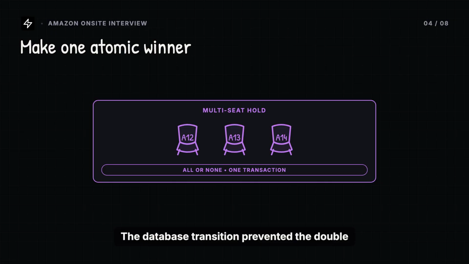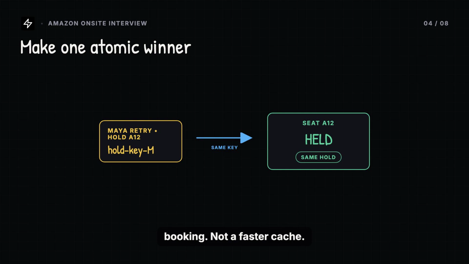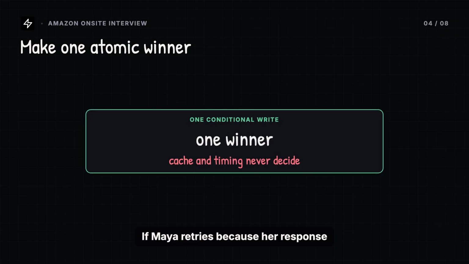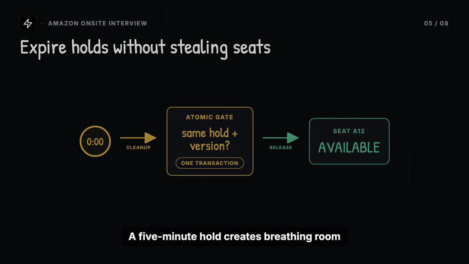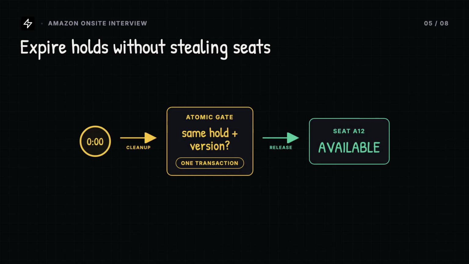The database transition prevented the double booking, not a faster cache, not a lock living inside 1 application server, not lucky timing. If Maya retries because her response vanished, the idempotency key returns the same hold instead of creating another one. A 5-minute hold creates breathing room for checkout, but it also removes inventory from everyone else.